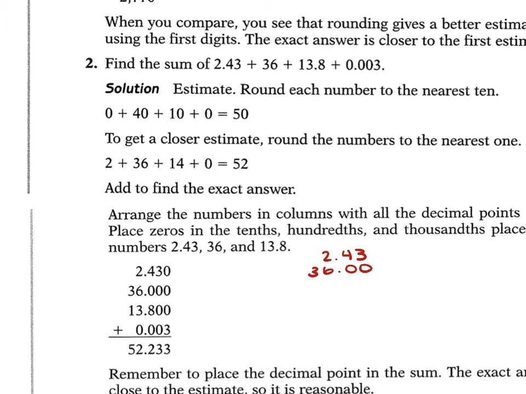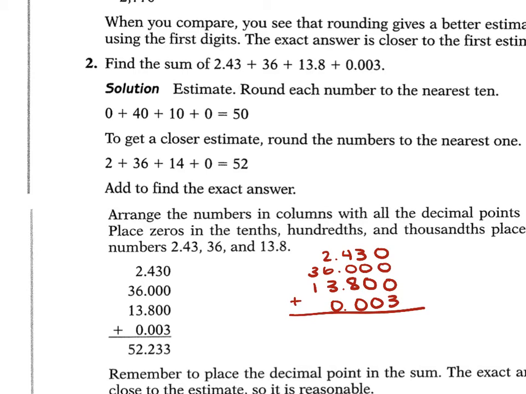So now we have 13.8. The 1 is in the tens, the 3 is in the ones, and the 8 is in the tenths. Again, I don't have anything in the hundredths, so I'm going to put a 0 there. Lastly, I have 0.003. So the 0 goes in the ones, then I have my decimal point, then a 0 in my tenths, a 0 in my hundredths, and my 3 goes in my thousandths. I do not have anything in the thousandths place of my other numbers, so I'm going to put zeros in there.